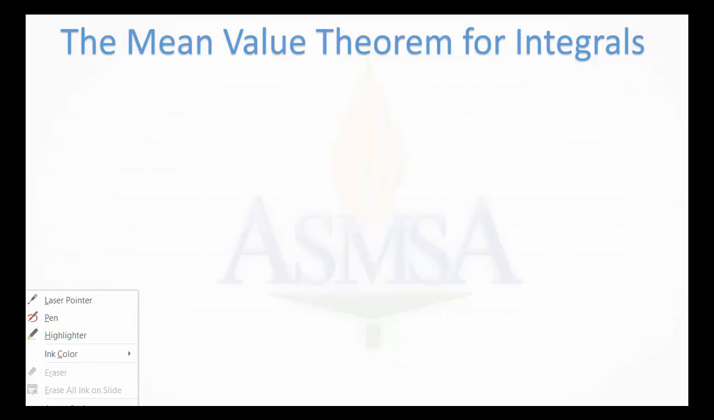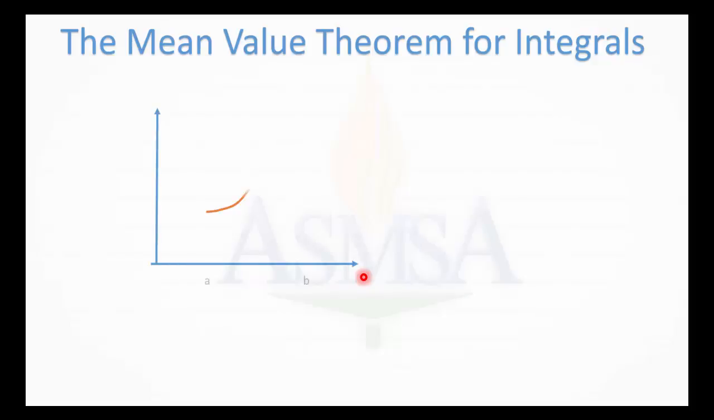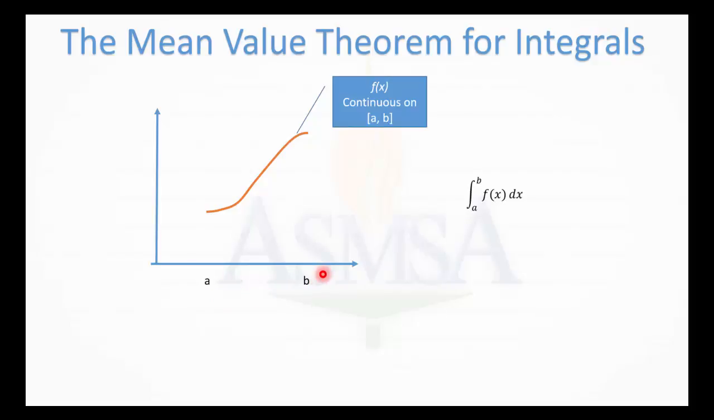We want to prove both parts of the fundamental theorem of calculus. But before we do that, we need to think about the mean value theorem for integrals. So here we have the graph of a function that's continuous on this closed interval [a, b]. And let's consider the integral on that interval.